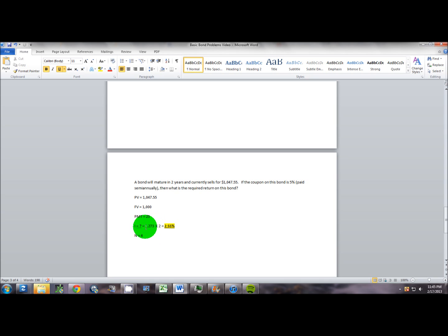Now, when you do all these inputs and you solve for I, this is the number that comes out, 1.273. But now you have to ask yourself, all right, is that an annual number? And the answer is no, because this was put in semi-annually and this was put in semi-annually. So this is going to come out semi-annually, right? And again, remember, we always want to present our answers annually. So if this came out semi-annually, I've got to multiply that guy by 2 to get my annual required return on this bond.